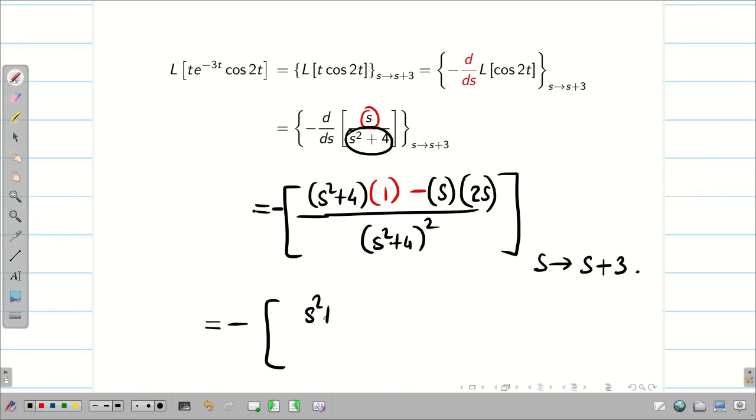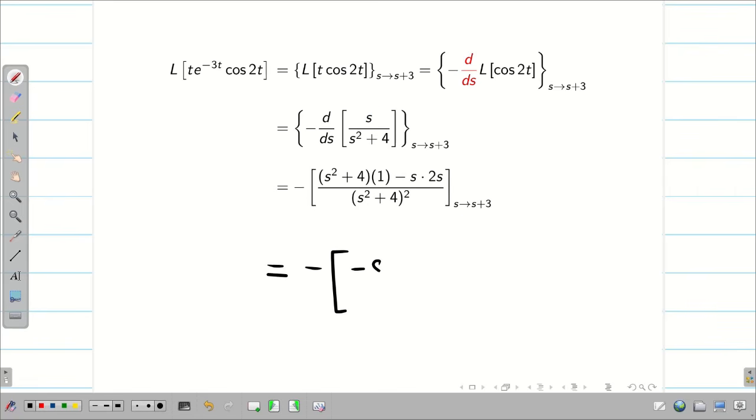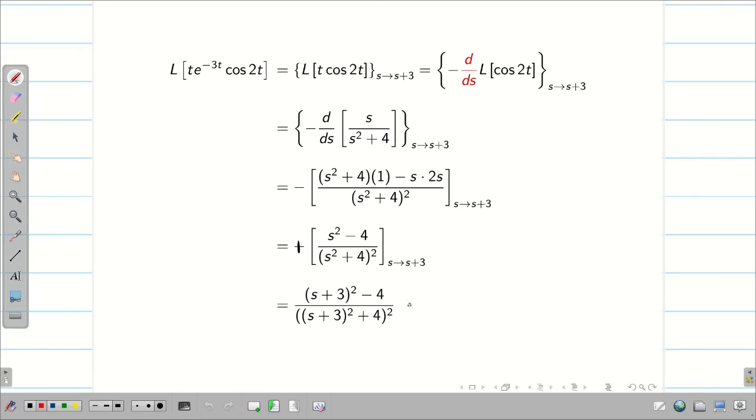So minus of s square plus 4 minus 2s square. Denominator we have s square plus 4 whole square. Here s should be replaced by s plus 3. Therefore we get minus of minus s square plus 4 divided by s square plus 4 whole square, where s is replaced by s plus 3. Now multiply the minus inside, we get s square minus 4. Finally replace s by s plus 3. So we get s plus 3 whole square minus 4 in the numerator, and in the denominator s plus 3 whole square plus 4 whole square. If you want to simplify further you can do, but this is more than enough. You can stop here. Hope you understand, students.